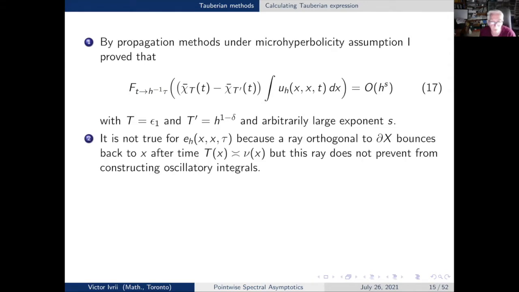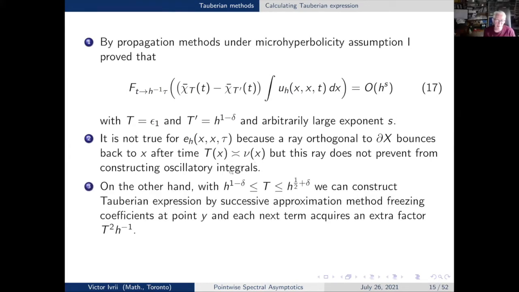It is not true for e_h, because a ray orthogonal to the boundary bounces back to x at the time t of magnitude distance to the boundary. But as I explained, only rays which are almost tangent to the boundary are the problem, not the rays which are transversal to it.